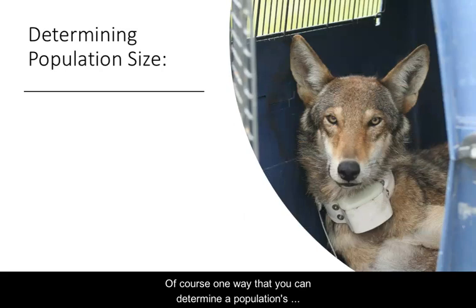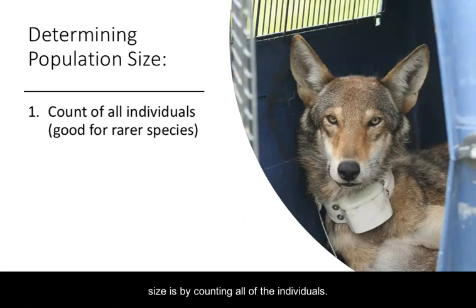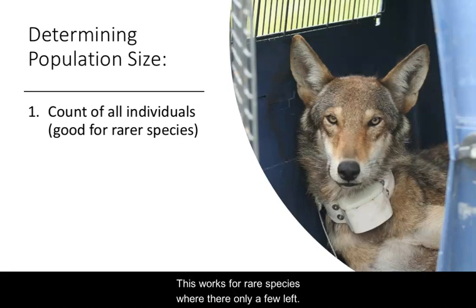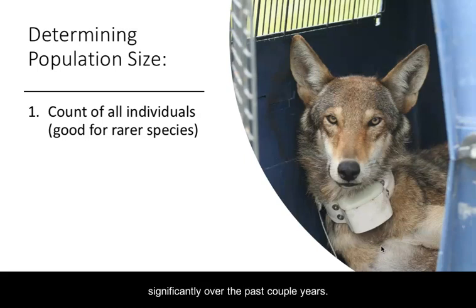Of course, one way that you can determine a population size is by counting all of the individuals. And this works for rare species where there are only a few left. This is a picture of a critically endangered red wolf from the southern United States. There are currently only about 40 surviving in the wild, and that number has decreased significantly over the past couple years.